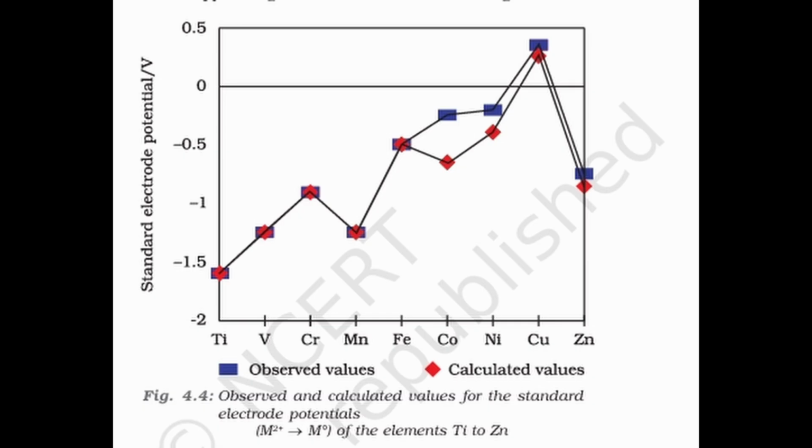This trend follows the increase in the sum of first and second ionization enthalpies. Still, some elements like manganese, nickel, and zinc show more negative values than expected due to additional stabilizing factors like hydration enthalpy or stable electronic configurations.